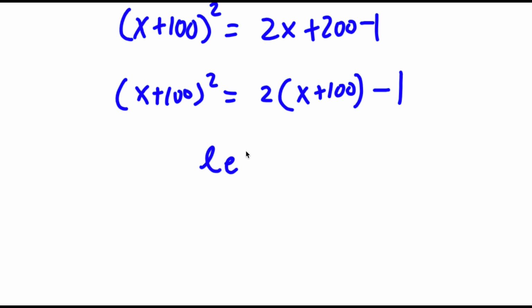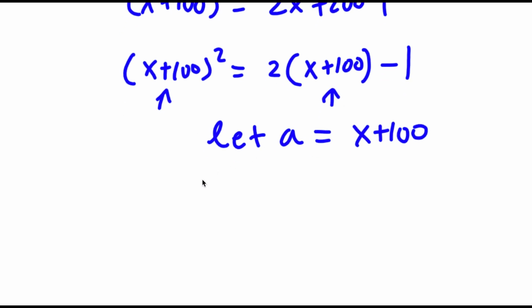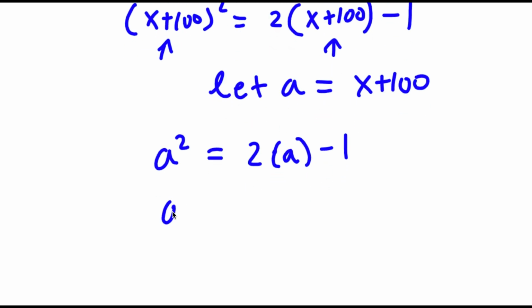Now I'm going to let the variable a equal x + 100. So now if I substitute in a for x + 100, well, we have x + 100 over here and x + 100 over here. So now I have a squared. I'm simply substituting in a for x + 100, is equal to 2 times (a minus 1). And this is the same thing as a^2 = 2a - 1.